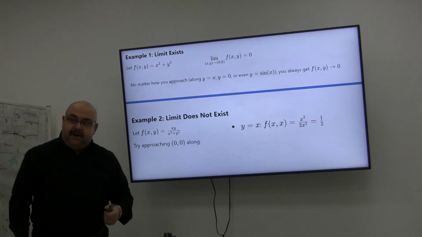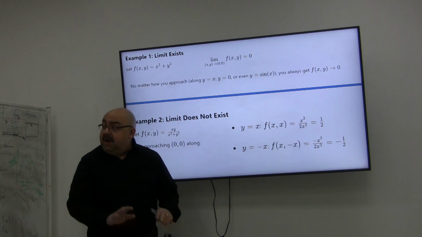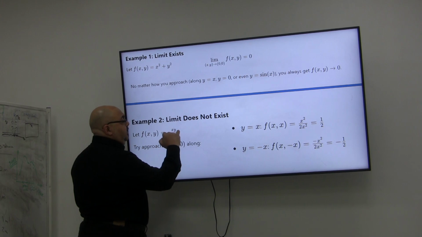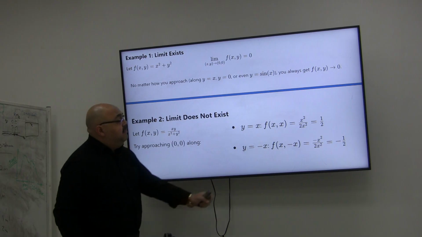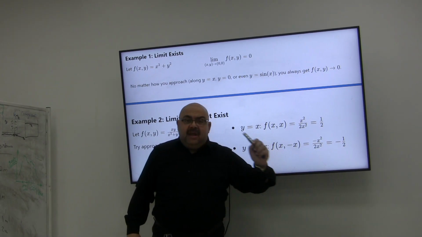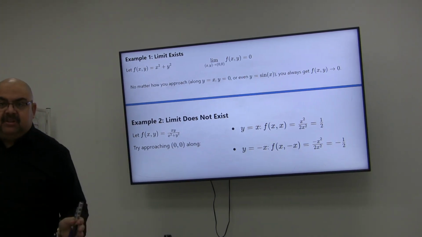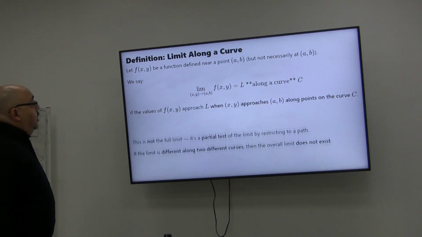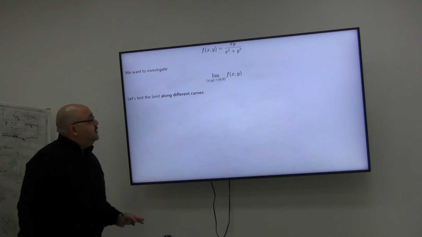Okay, let's try another curve, which is y equal to negative x. All I have to do is make the substitution, replacing y by negative x, but unfortunately, I'm not going to have the same value; I'll have negative one half. Once the value of the limit is not equal along different curves, it means the limit doesn't exist. Okay, that's very good. That was limit along the curve. This is also an explanation of what's happening, so I will skip this slide.